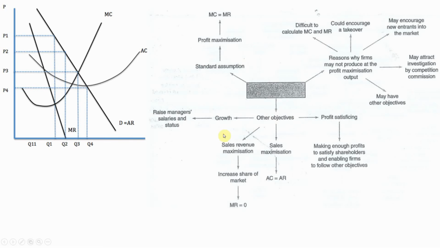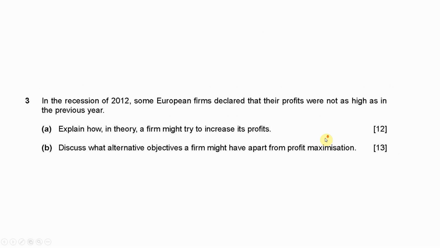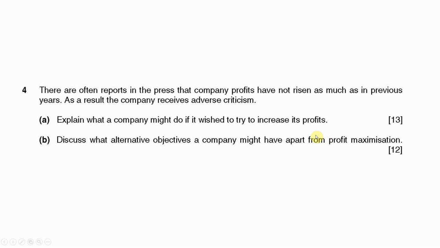And then the other objectives are the manager, the workers in the firm, and the shareholders. These contribute to the different ones. So this is the shareholders. They want profit satisfying. So making enough profits to satisfy shareholders and enable firms to follow their other objectives. So they just want more and more and more, so they could take the extra money and put it maybe in research and development and produce different ways to make more and more money. So I hope this helps. This is a lesson on the objective of the firm.